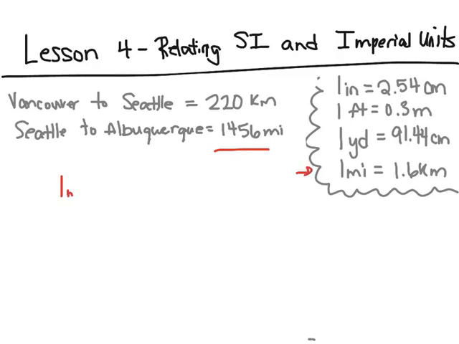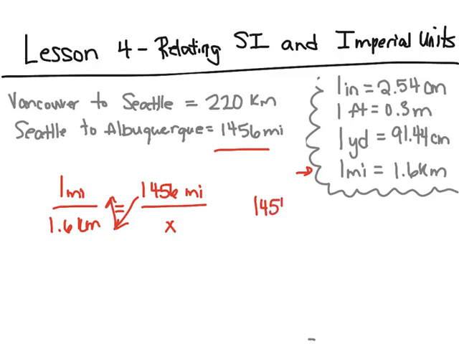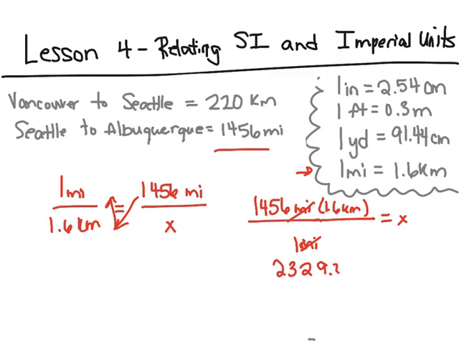So we have 1 mile is 1.6 kilometers. There's 1,456 miles to Albuquerque. We want to find how many kilometers there are. So we're going to cross multiply and divide. So we have 1,456 miles times 1.6 kilometers divided by 1 mile. Our miles cancel, and we are left with 2,329.6 kilometers. So that's for the second leg of her journey.